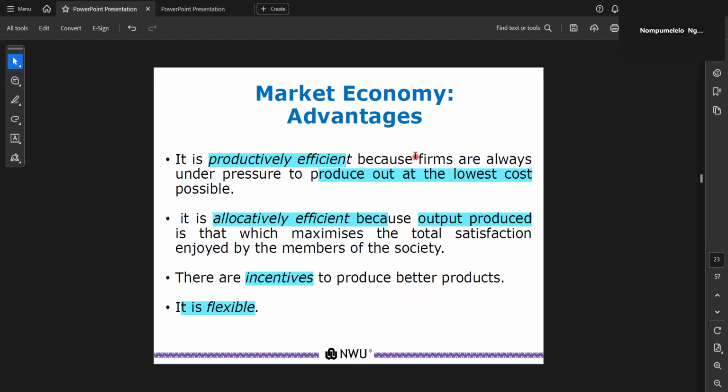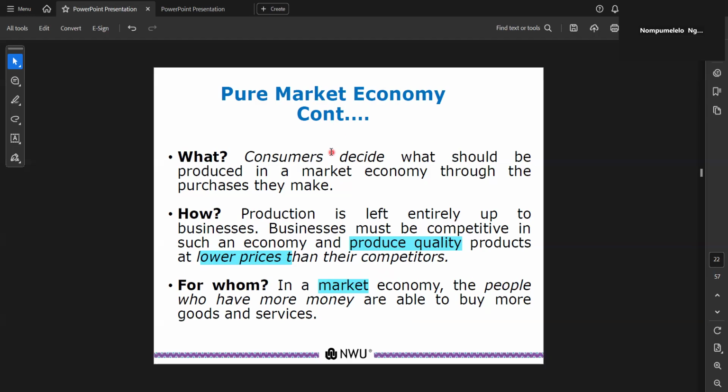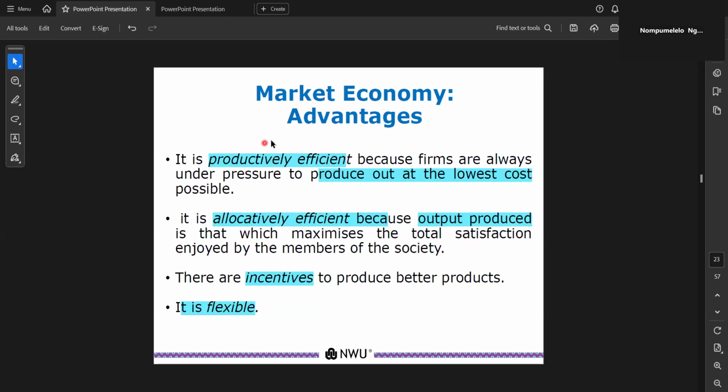So the market economy is productively efficient, meaning that they can produce at the lowest cost possible. Why is this? Because firms are always under pressure. As I mentioned when I was speaking of how to produce goods and services, there's competition in the market economy. So firms are always trying to stay ahead of their competitors. Productively efficient, they're always trying to minimize their costs in order to increase their production.